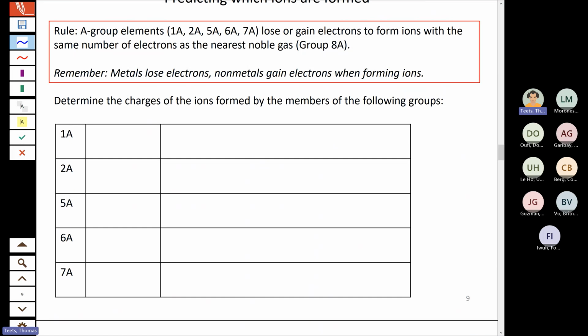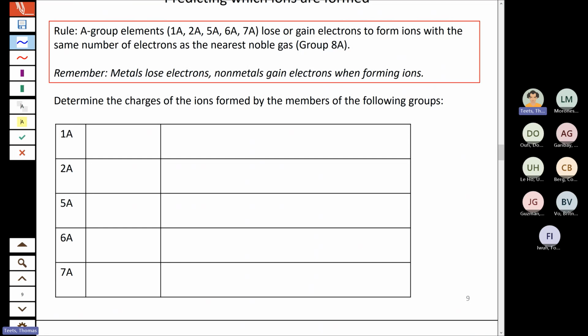And the nice thing is, based on the location in the periodic table, you can pretty easily predict which type of ions will be formed. Do these atoms tend to lose electrons and form positive ions? Do these atoms tend to gain and form negative ions? And how many of those electrons will they gain or lose? That all comes again from the location in the periodic table.